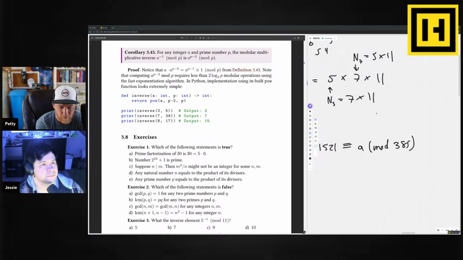Okay. Proof. Notice that A times A to the P minus 2 is equal to A to the P minus 1, which is congruent to 1 mod P from our definition 3.41. Note that computing A to the P minus 2 mod P requires less than 2 log base 2 of P modular operations using the fast exponentiation algorithm. In Python, the implementation using the built-in pow function looks extremely simple. It's pow, a power function. So the inverse of A mod P is return pow(A, P minus 2, P).